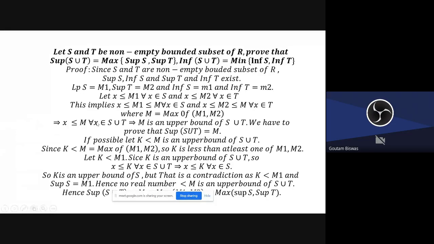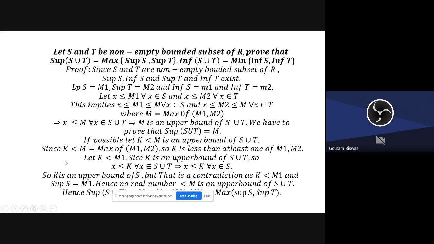So this means x belongs to S union T. x cannot belong to both, because in that case it would be an intersection. So either x belongs to S or x belongs to T, so it belongs to this union. So M is an upper bound of S union T. Now we have to prove that the supremum of S union T is equal to M. So this holds for M being an upper bound, but we have to prove it is the supremum.